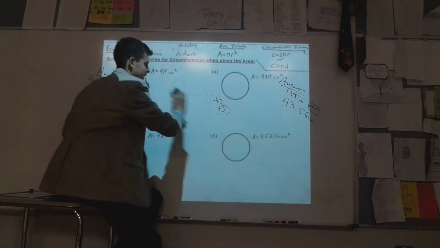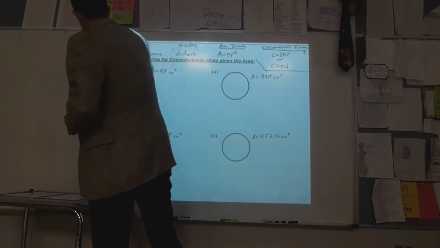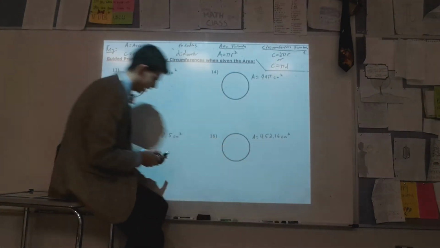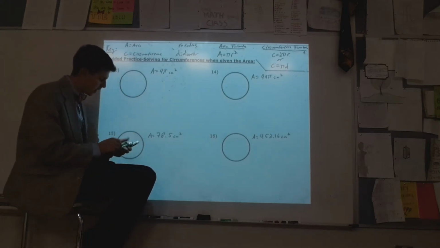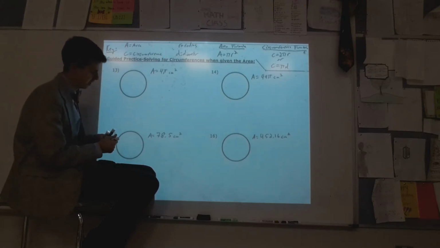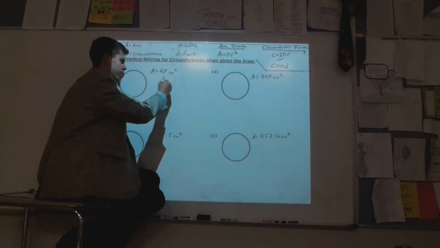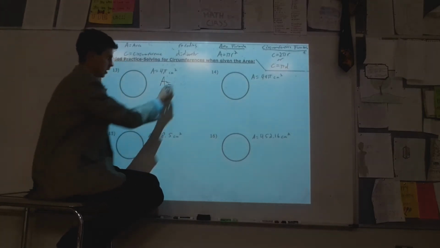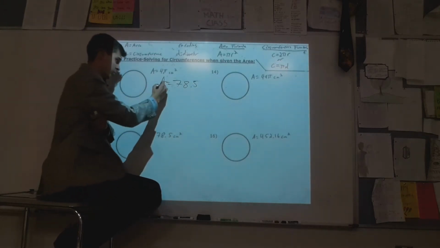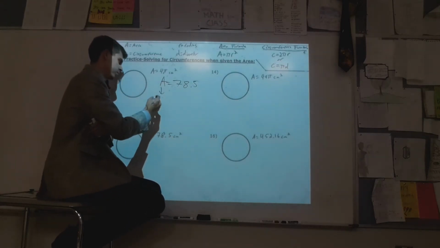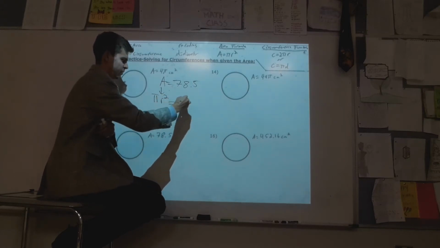Now the next two problems are a little bit more difficult, but I'm teaching you a mathematical shortcut, not as a trick, but as something that I think develops your number sense. So we have area is equal to 78.5. We're doing this problem here. Now, we're dropping everything down. Area is equal to pi times r squared, which is equal to 78.5.